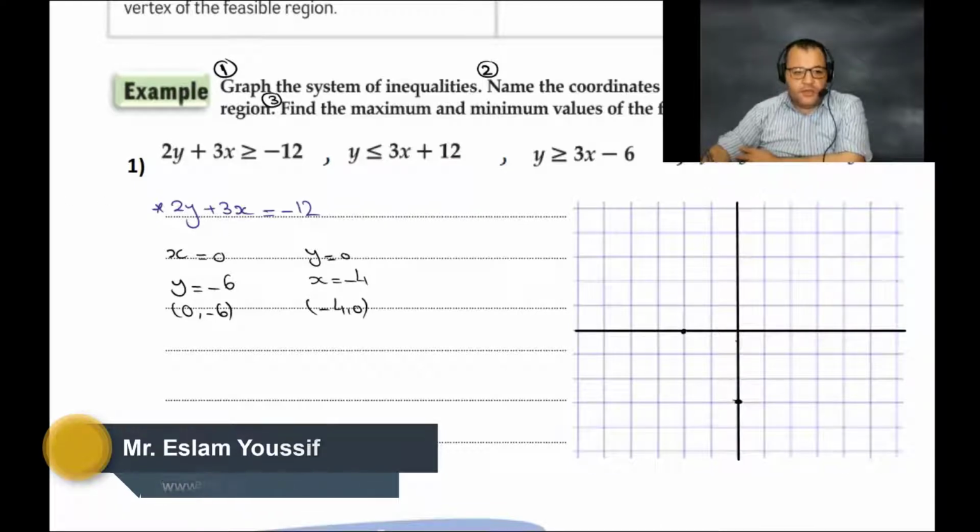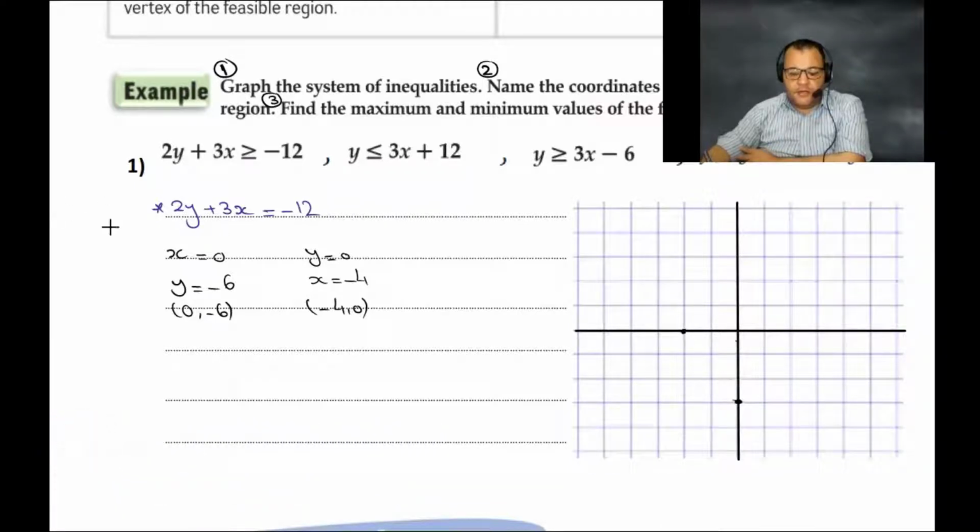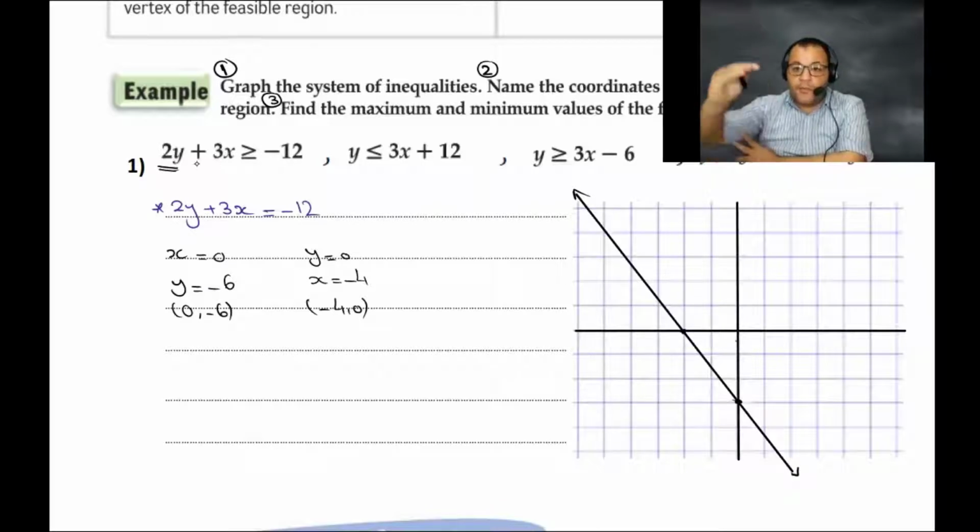The line will be a solid line. So it would be here. Which part would be shaded? Above. Because y is positive and it's greater than, it will be above the line. So that will be the shaded part here, and this part will not be shaded. So that's for number one.